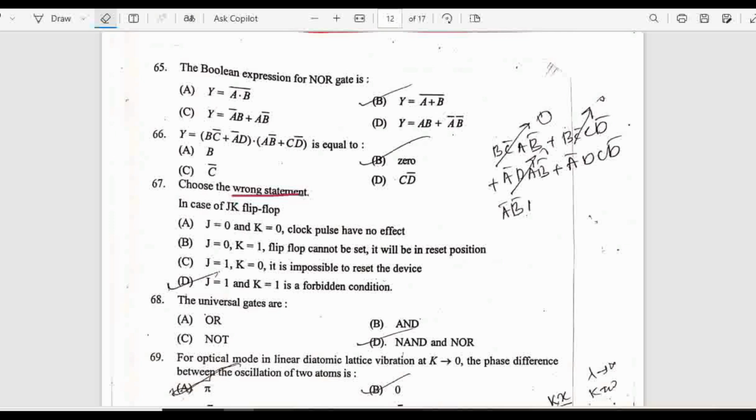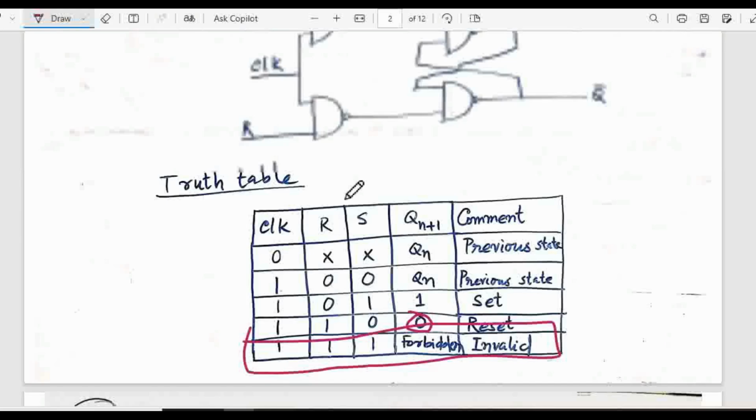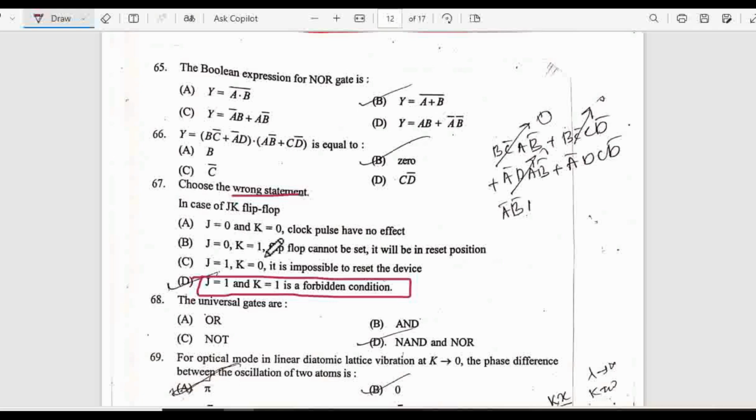But in the question, it is given that it is forbidden. Forbidden is in case of which flip flop? Forbidden is in case of SR flip flop. You see, this option D is correct only for SR flip flop. In SR flip flop, this condition is true. This is forbidden when R equal to 1 and S equal to 1. Okay, this is the SR flip flop. Hope you got the answer. So option D is the correct one.